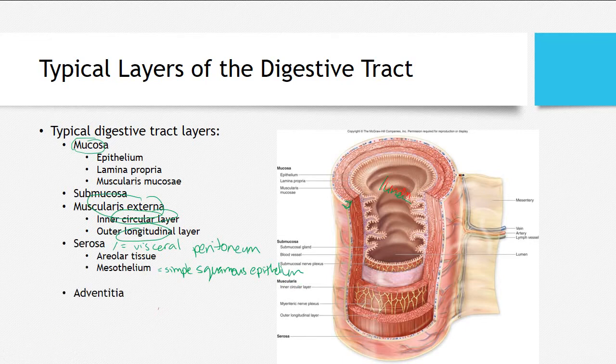That's only for certain types of digestive organs, because not all digestive organs will have the serosa. There are digestive organs that are behind the peritoneum, and so they will end up having something called adventitia. Adventitia is just connective tissue that attaches the organ to other organs nearby. Okay.